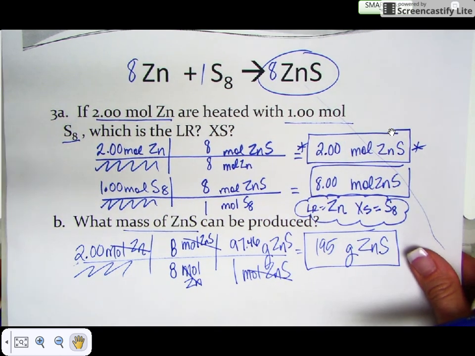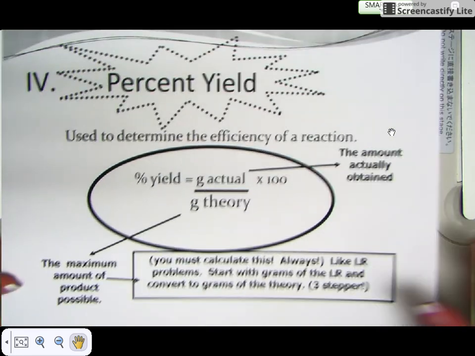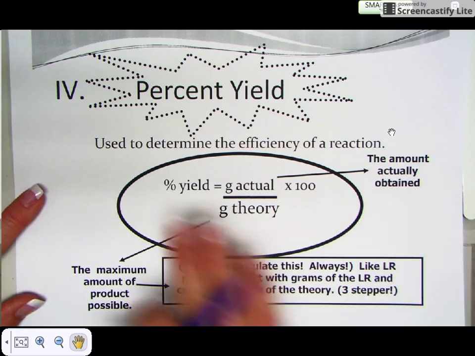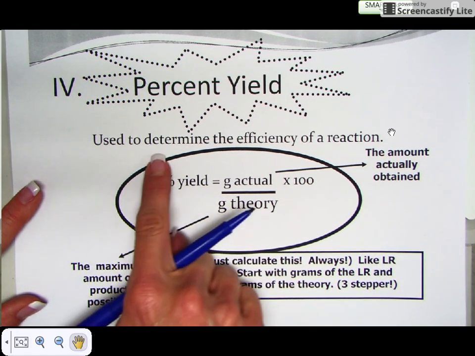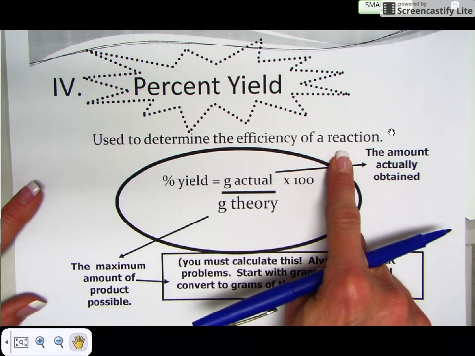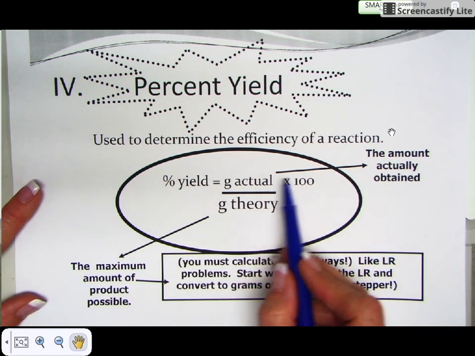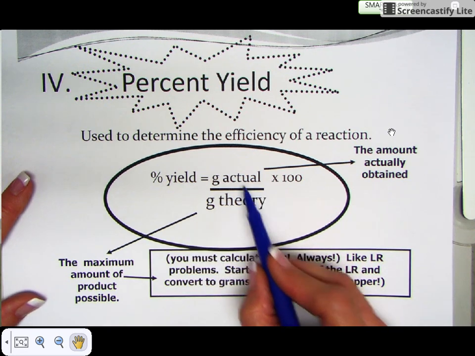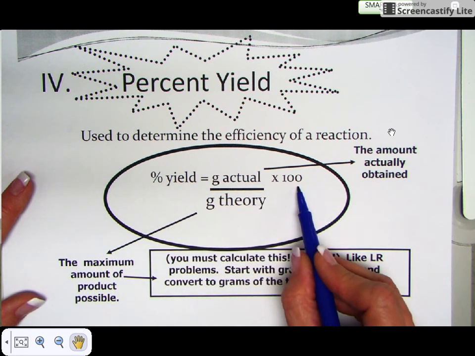All right, so let's look at the final concept for this chapter 12 on stoichiometry, which is called percent yield. Percent yield is something that we can calculate to determine the efficiency of our reaction. The formula that we use for percent yield, you see here in the oval, it's percent yield is equal to grams actual divided by grams theory times 100.